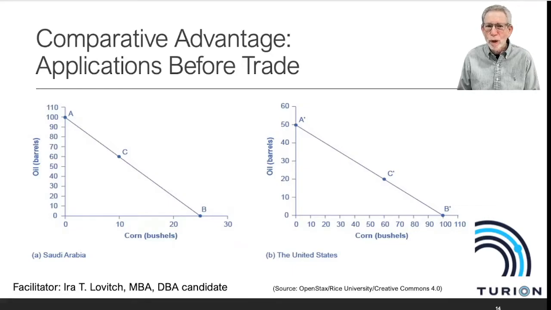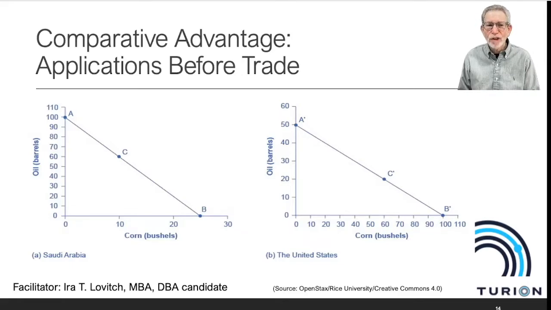In other words, you can notice the maximum amount of oil and the maximum amount of corn that Saudi Arabia is capable of. That's going to be points A and B, and the maximum amounts for the United States, also points A and B. The scales are somewhat different because, as you can tell so far, even without a big analysis, it does appear that Saudi Arabia has a comparative advantage in oil, and the United States has a comparative advantage in corn, because you can see that the scale is much larger for corn for the US, and the vertical scale for oil is much larger for Saudi Arabia.